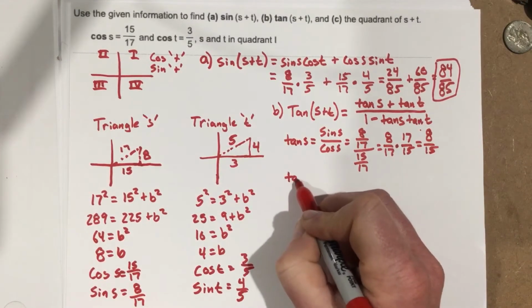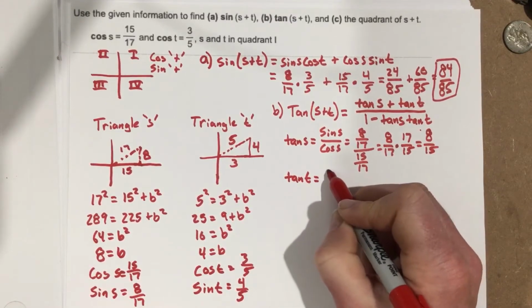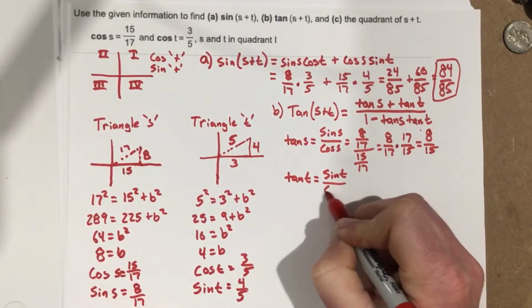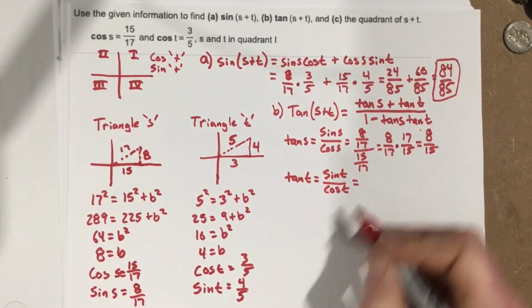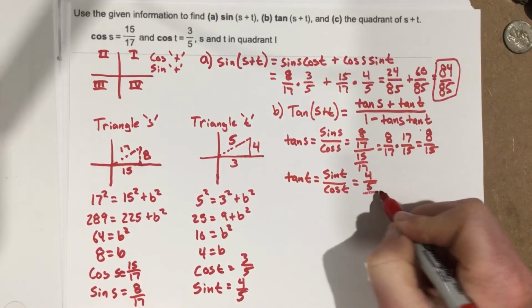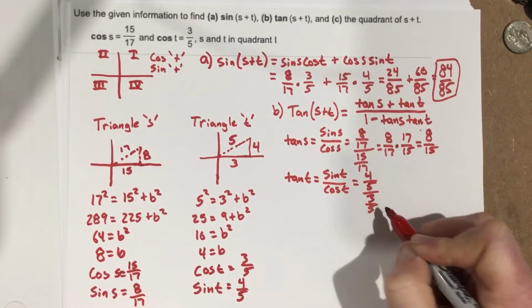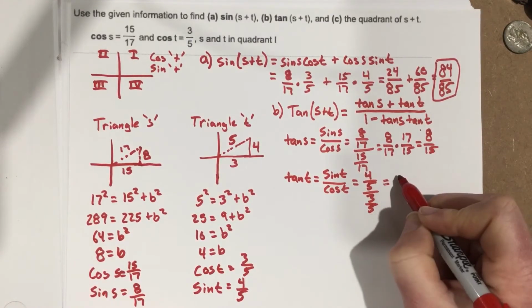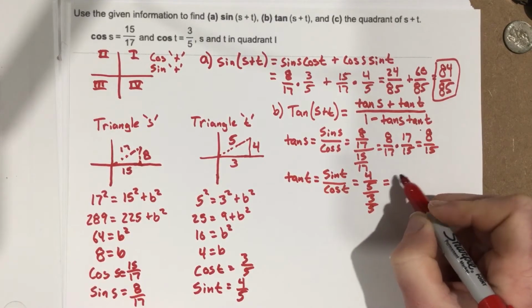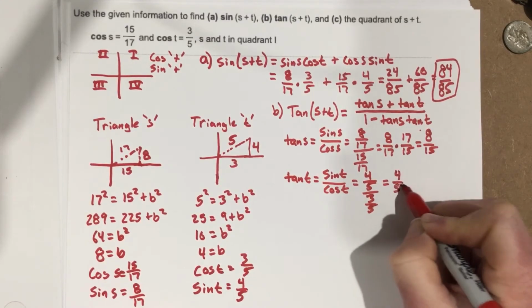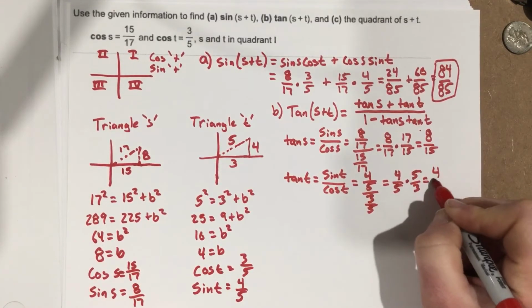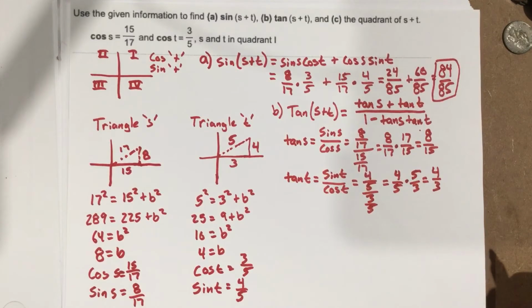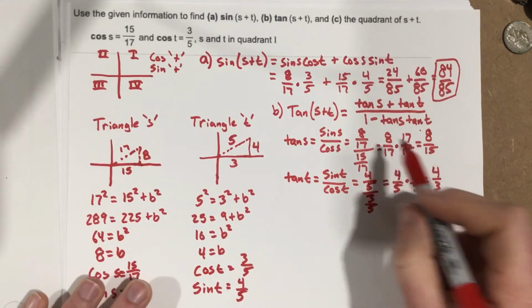What about tan t? Well, tan t is sine t over cosine t. I know that sine t is 4 over 5 over 3 over 5. When I flip and multiply those, I get 4 over 5 times 5 over 3, which is 4 over 3. So I now know tan s and tan t. So now we can actually use this formula.